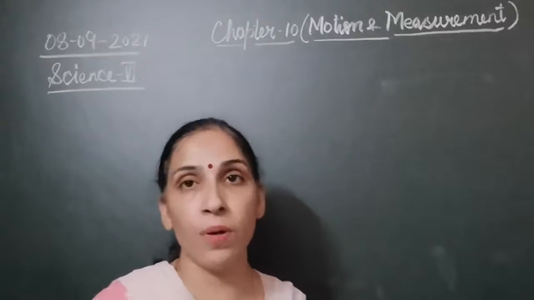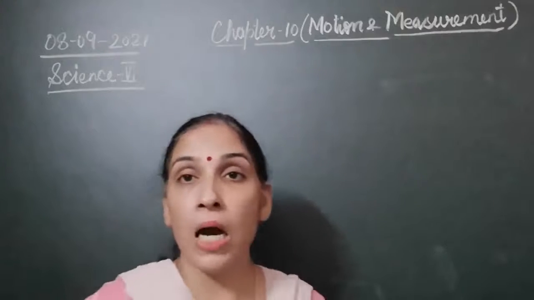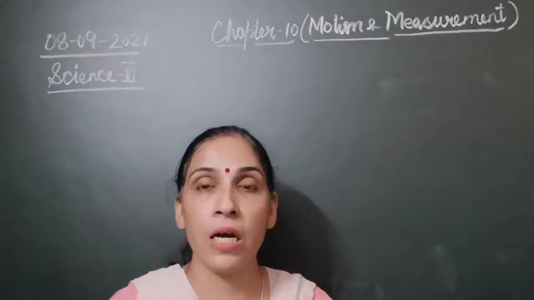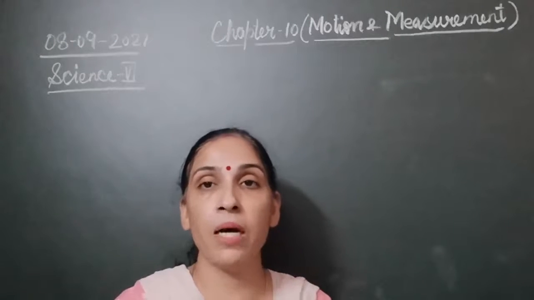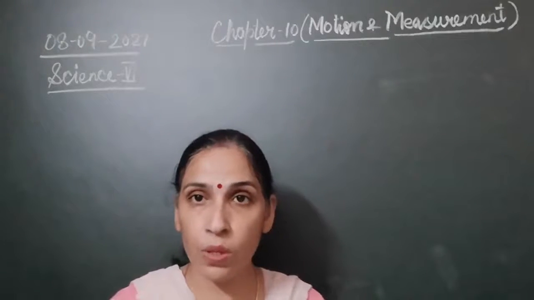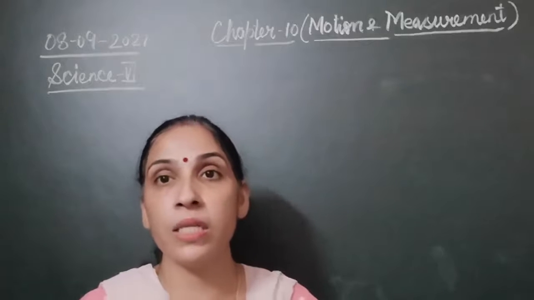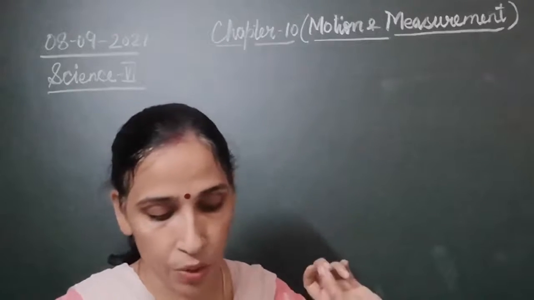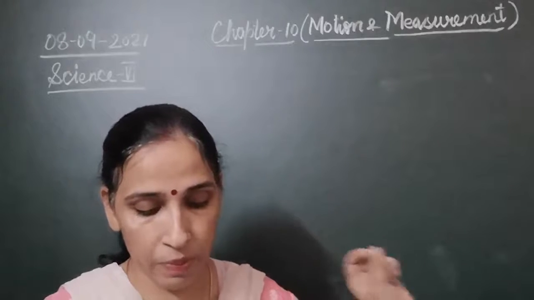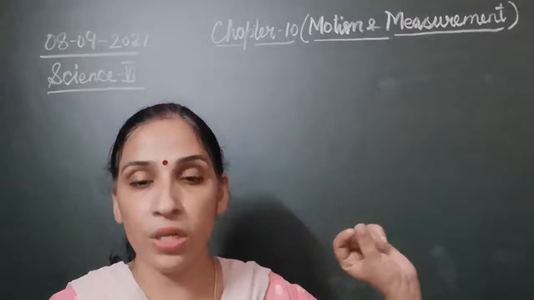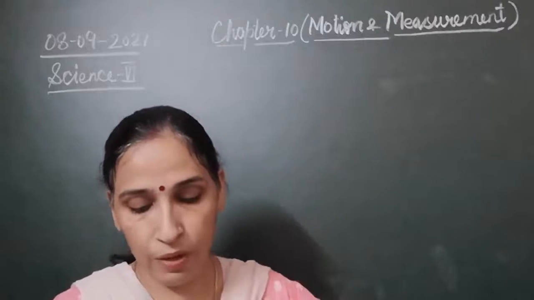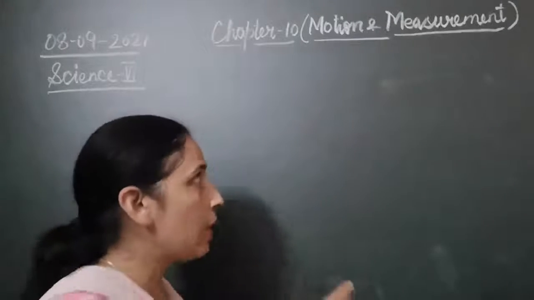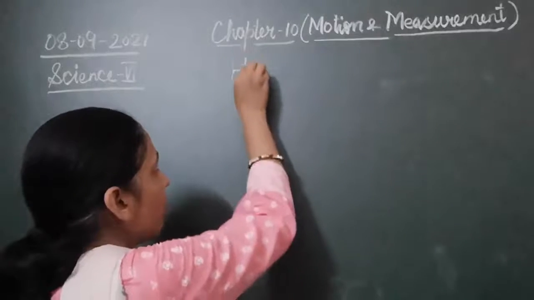Now let's talk about the history of measurement, how this measurement started. Earlier we were measuring using different methods. In the olden days, people used to measure short distances using their foot, handspan or arm length. So, history of measurement.